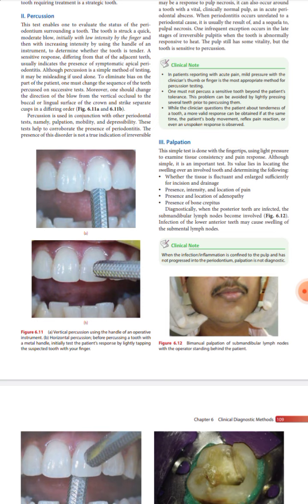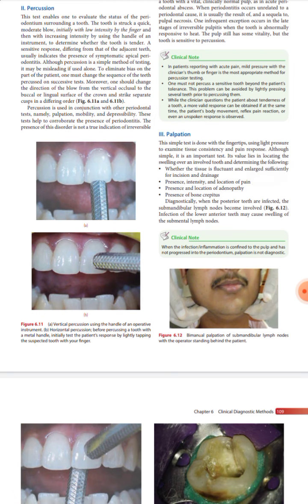Percussion is a simple method of testing, but it may be misleading if used alone. To eliminate bias on the part of the patient, one must change the sequence of tooth percussion in successive tests. Moreover, one should change the direction of the blow from vertical occlusal to the buccal or lingual surface. Vertical, horizontal. Strike the crown and separate cusps in differing order. Percussion is used in conjunction with other periodontal tests, namely palpation, mobility, and depressibility. These tests help to corroborate the presence of periodontitis.